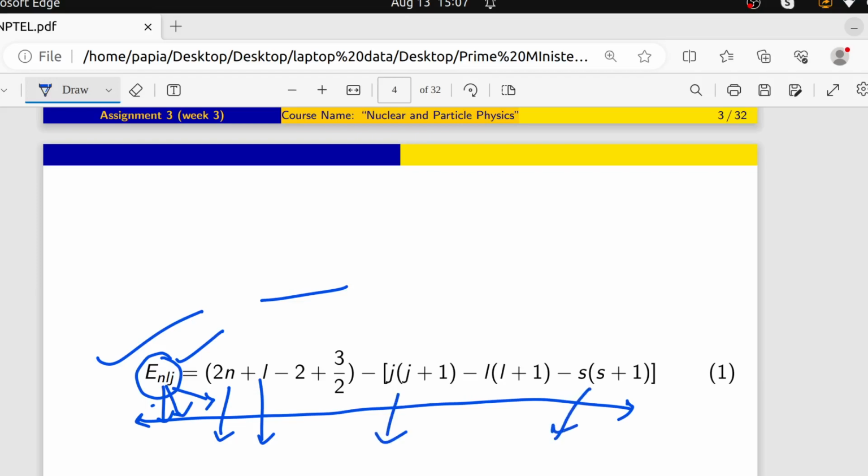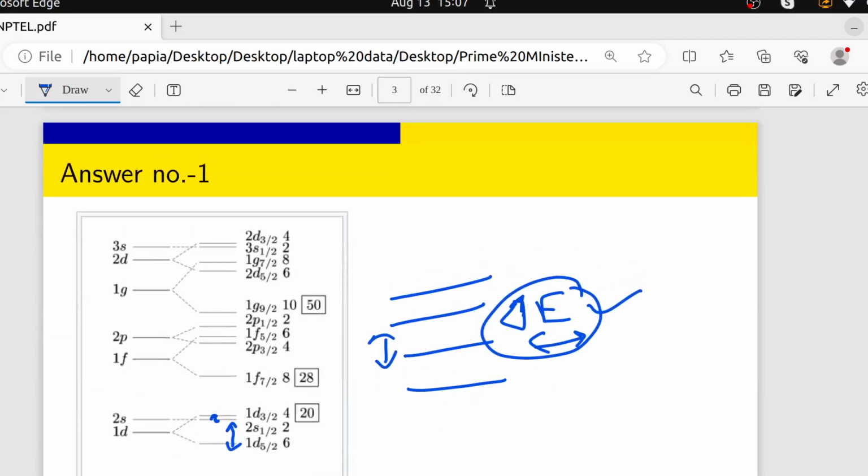Obviously for nucleons, we are talking about the nuclear shell model. In that model, S is always half, because it is a nucleon, either a proton or a neutron. But we have to put the expression for that one. Let's say I am talking about 1p 3/2 and 1p 1/2: how is 1p 3/2 below 1p 1/2? That can be a question.